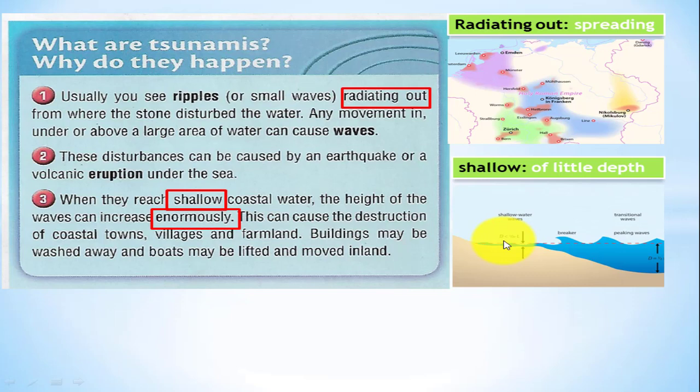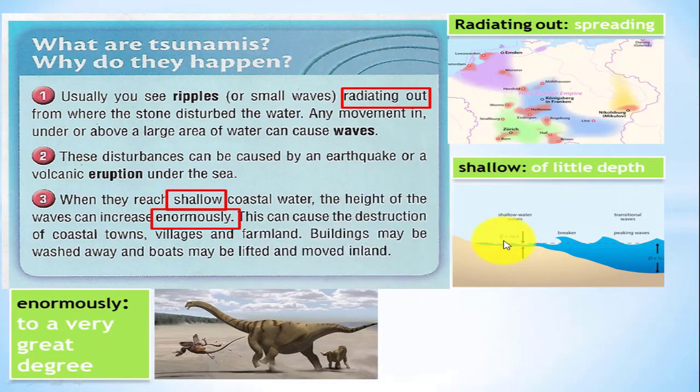Enormously. What do you mean by enormously? Enormously, actually, it is an adverb. And the word enormous means very big. So huge. Look at this dinosaur. We say this dinosaur is huge. Okay? And enormously is an adverb. And as you know that the adverb describes the verb. So we say enormously. That means to a very great degree.